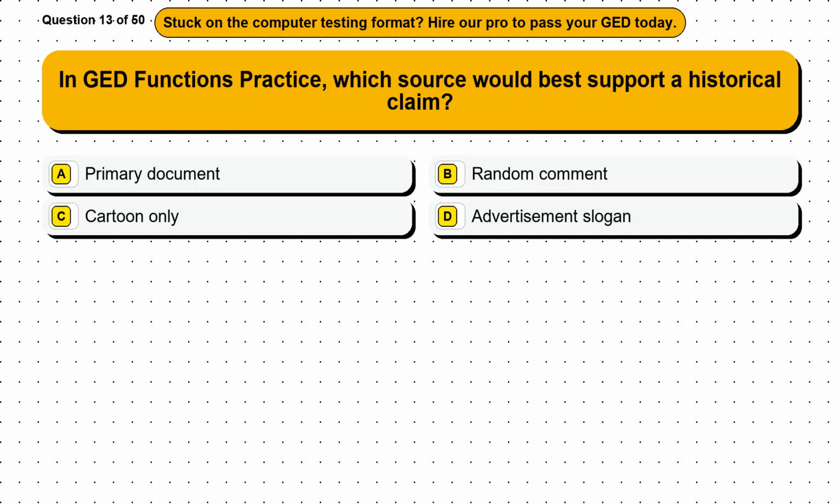Question 13. In GED functions practice, which source would best support a historical claim? Option A primary document. Option B random comment. Option C cartoon only. Option D advertisement slogan.